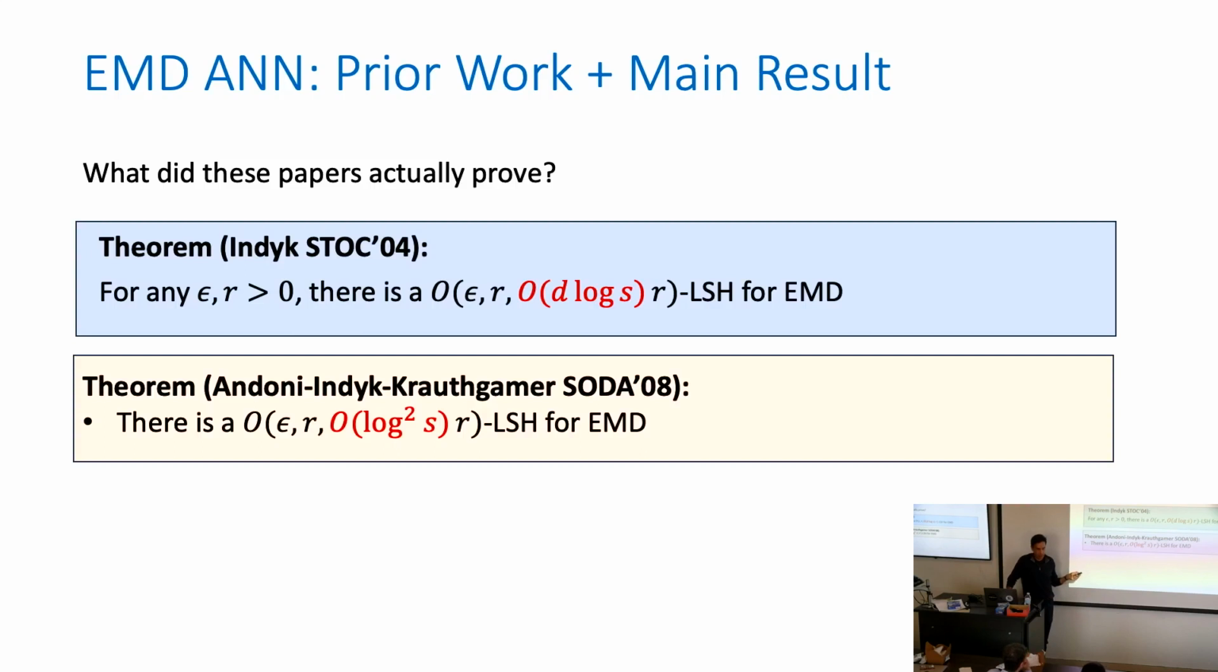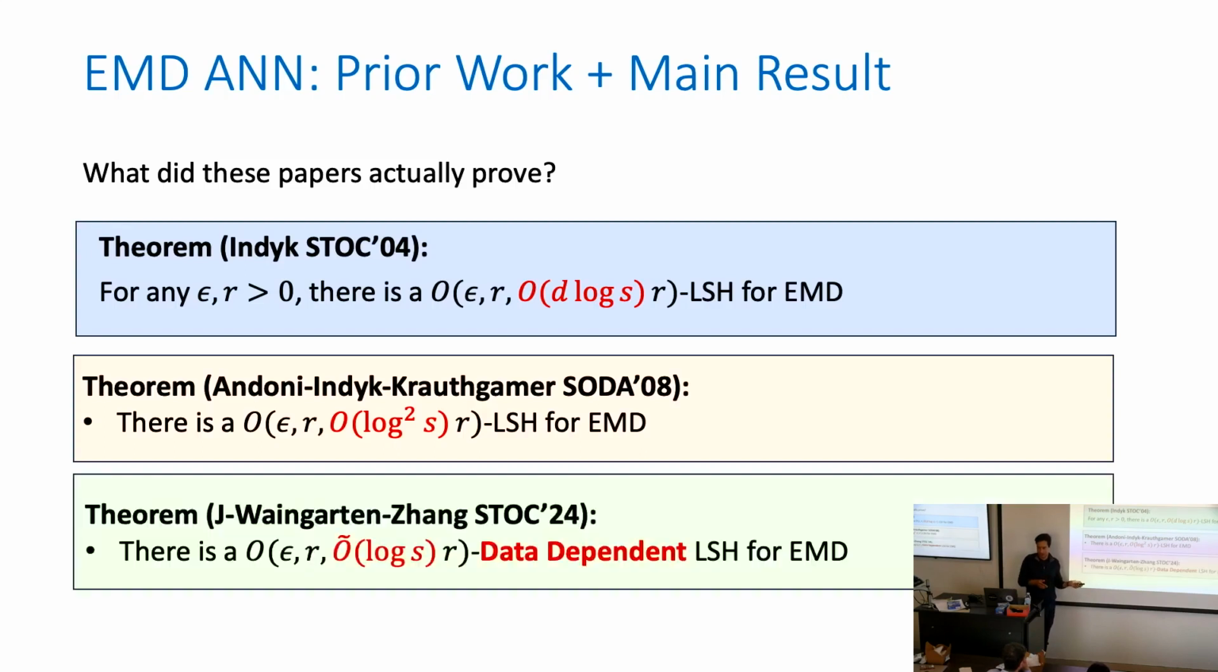The main result I want to tell you about today, phrased in this language, is a new tilde log s approximate data-dependent locality-sensitive hash family. I haven't told you what that is yet, but you can see here that we're playing a slightly different game than these two papers. These two papers gave hash families that were data-independent. We're going to give a data-dependent hash family.